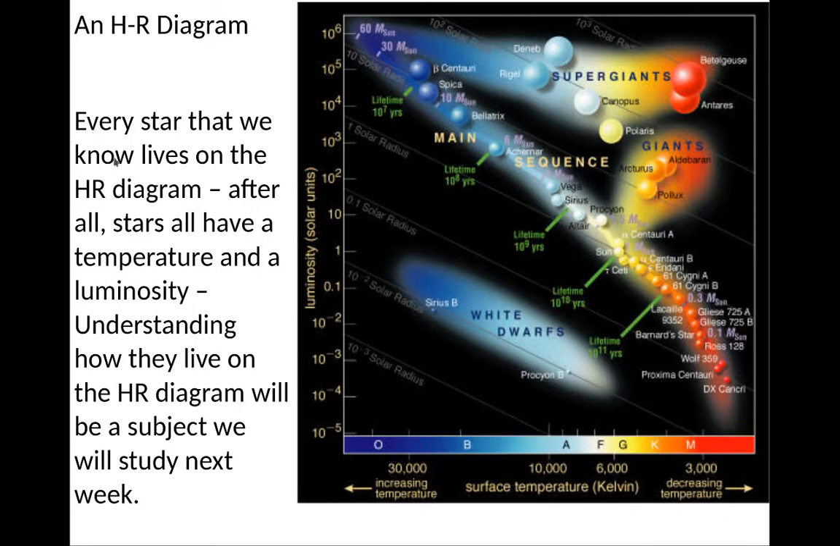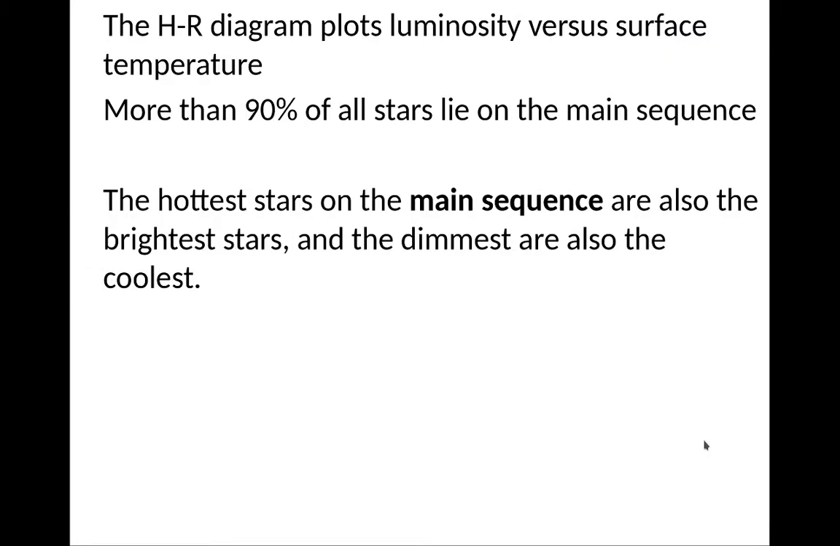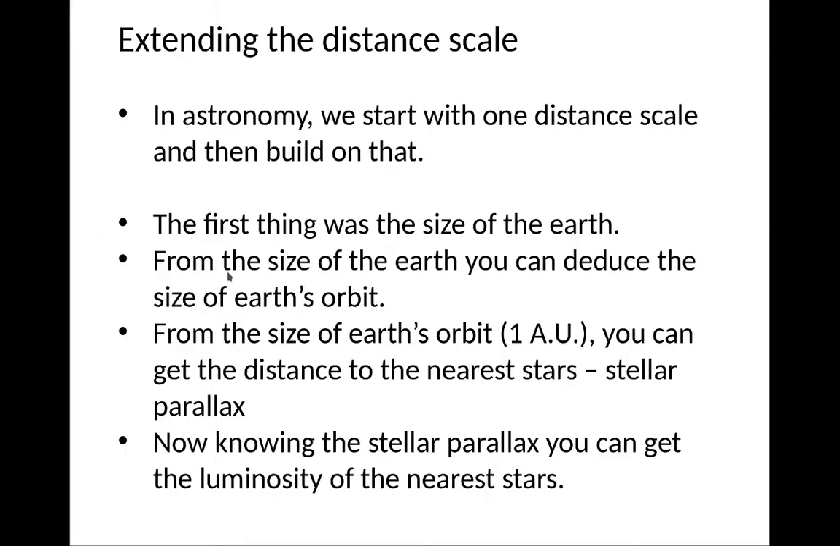So every star we know lives on the HR diagram. After all, stars have a temperature and luminosity. So understanding how they live on the HR diagram will be a subject that we will study soon. All right. So as they move toward the left, they go to increasing temperature, and move to the right, they go toward decreasing temperature. So the HR diagram plots luminosity versus surface temperature, and 90% of stars lie in the main sequence. So the hottest stars in the main sequence are also the brightest stars, and the dimmest are also the coolest. So that's a bit of a surprise.